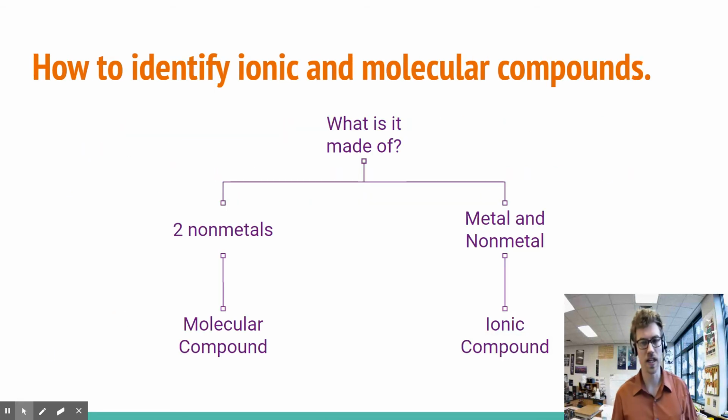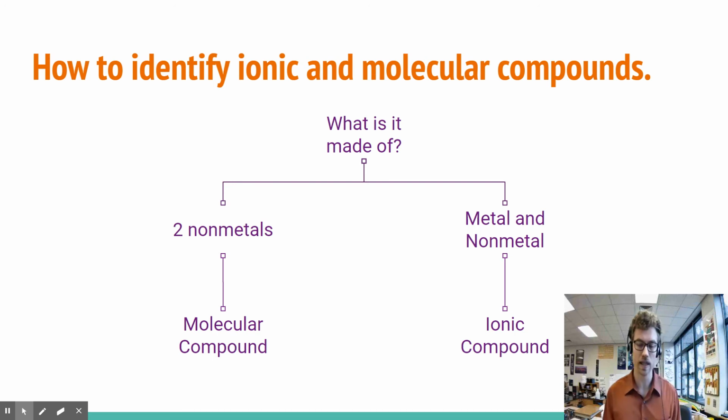Here's a little visual to help you remember. You are going to need to be able to look at the name of a compound or the formula of a compound and be able to determine whether or not it is an ionic compound or a molecular compound. So here's a little flow chart. Make sure you fill this out in the notes, all right? That's going to help.